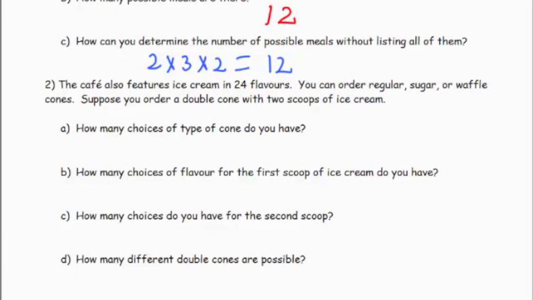All right, example 2, again with food. A cafe features 24 flavors of ice cream. You can order 3 types of cones: regular, sugar, waffle. Suppose you order a double cone with 2 scoops. How many choices of cones? Well, we've got 3. How many choices of flavor for the first scoop? 24. How many for the second? Well, let's say 24 again. That will include people that just love one flavor.